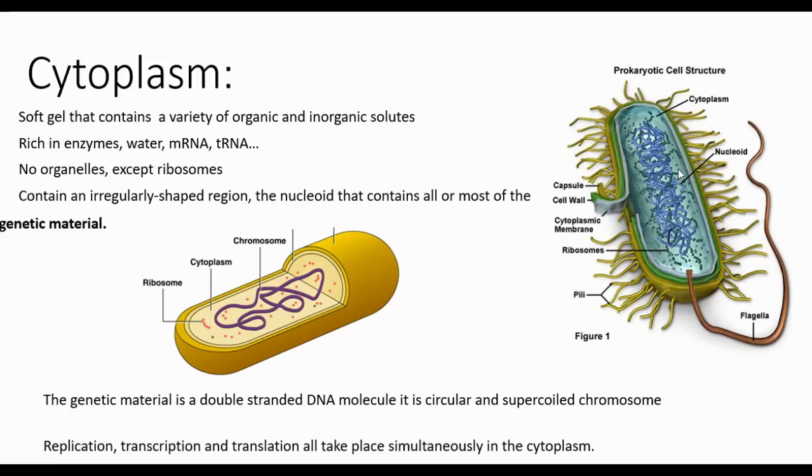This genetic material is a double-stranded DNA molecule, a circular and supercoiled chromosome. It is condensed by specific proteins, which in this case are not called histones. As a result, because there is no nucleus and no organelles except for ribosomes, the transcription process, the translation process, and the replication process all take place simultaneously in the cytoplasm.